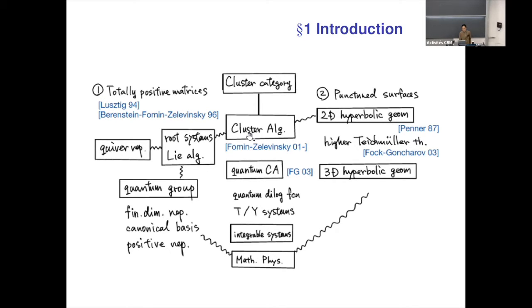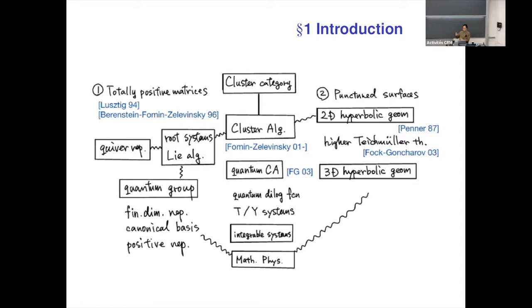We have a cluster algebra here, introduced by Fomin and Zelevinsky around 2000. In the background, from my point of view, there are two important things. One is totally positive matrices, and one is punctured surfaces. The totally positive matrices are mainly in algebra, so it is naturally related to root systems or Lie algebras, or moreover, it's related to quantum groups and representation theory of quantum groups. On the other hand, on the geometrical side, once we triangulate the punctured surface, we can go to the Teichmüller theory of two-dimensional hyperbolic space. And moreover, it is described as a real space.